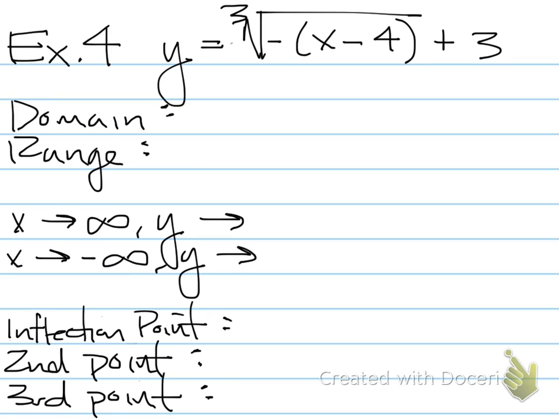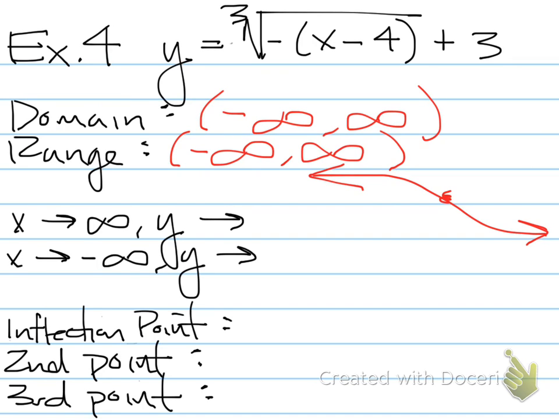And one last example. The domain and range for all cubic functions is going to be all real numbers. And this is what the graph looks like because that negative is reflecting it horizontally. And then as x goes to the right, y is going down, so it's going to approach negative infinity. As x goes to the left, y is going to continue to go up, positive infinity. The inflection point is h comma k. H is 4, k is 3.